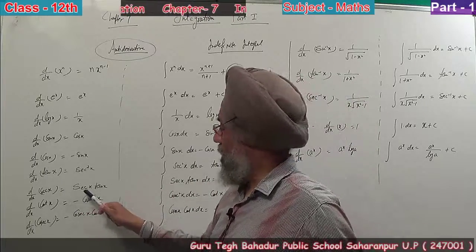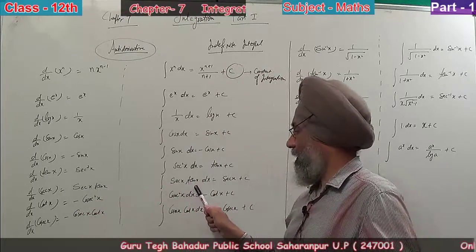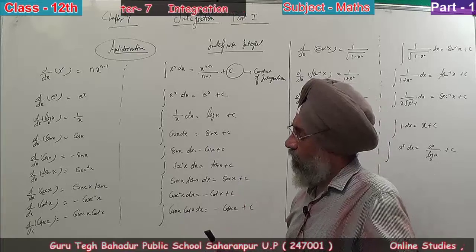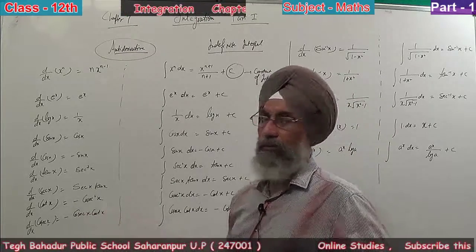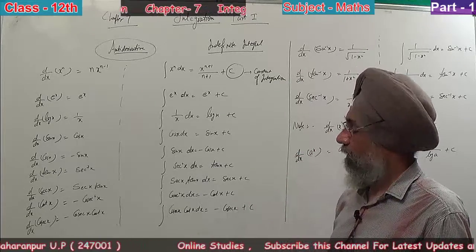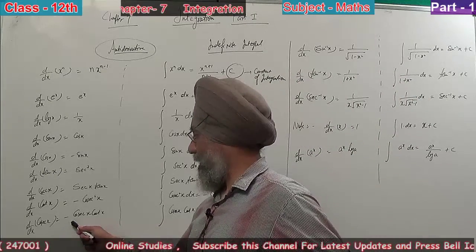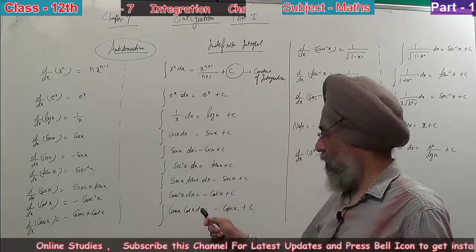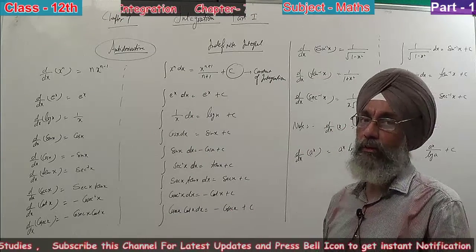Differentiation of sec x is sec x tan x. So, integration of sec x tan x is sec x. And differentiation of cot x is minus cosec square x. So, integration of cosec square x is minus cot x. Differentiation of cosec x is minus cosec x cot x. So, integration of cosec x cot x is minus cosec x plus c.